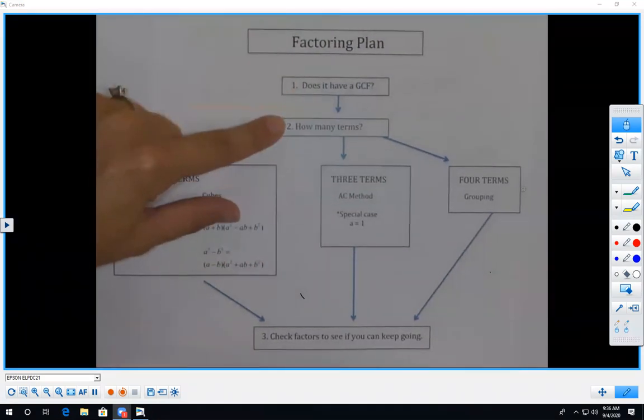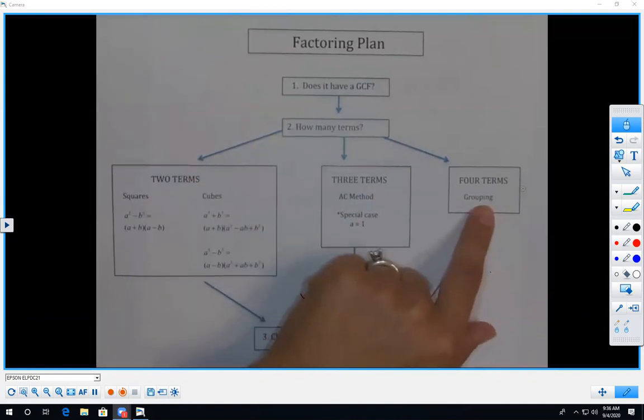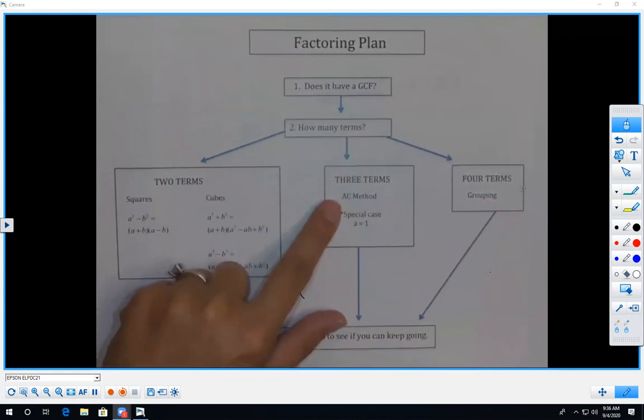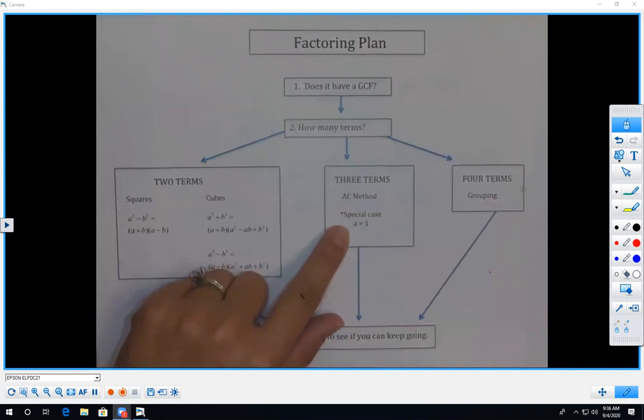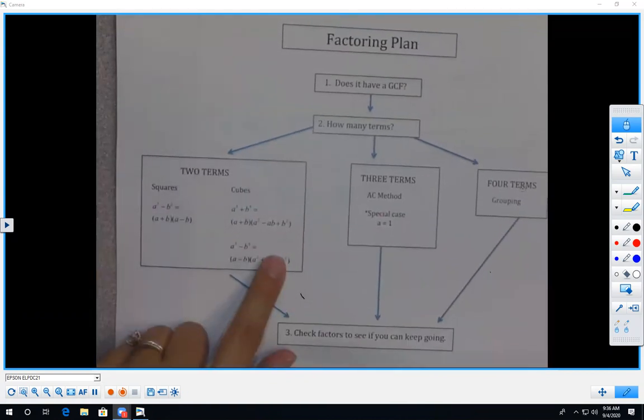To decide what kind of problem it is from there, we look at the number of terms. If it has 4 terms, what kind of factoring is it? Grouping. That's the first thing we learned. Anything with 4 terms, you factor by grouping. If it has 3 terms, you factor using the AC method, and remember, we have the shortcut when a equals 1. If it's 2 terms, it's either squares or cubes. That's what we learned today. Everything we learned today only had 2 terms.